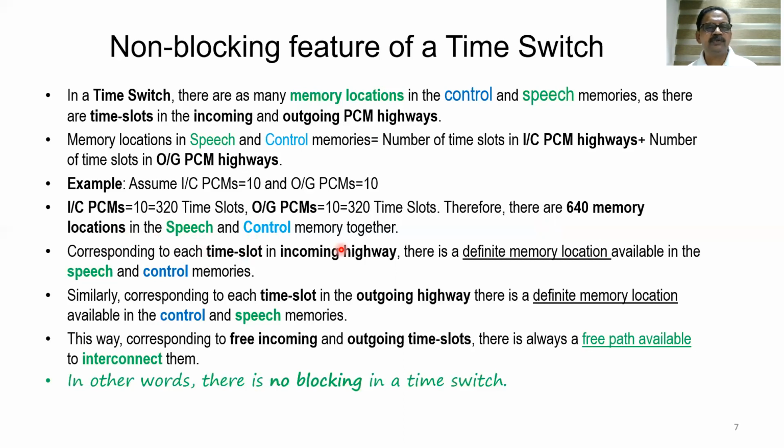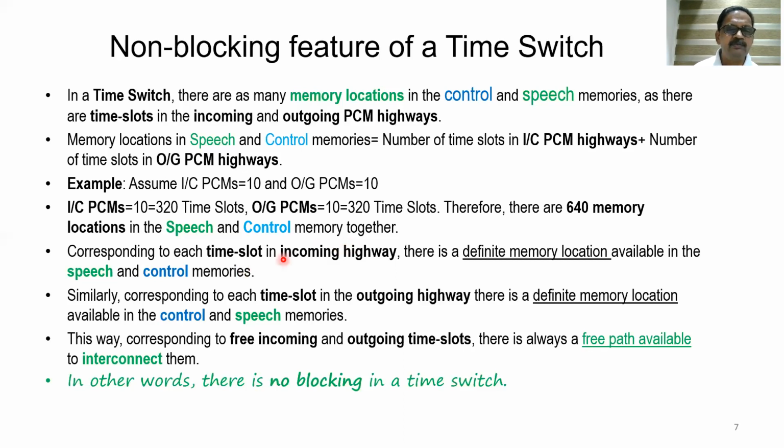So if you consider both speech and control memory together, there are 640 memory locations, because in the incoming PCMs you have 320 time slots, and in the outgoing also you have 320. So totally in speech and control memory put together you have 640 memory locations. So speech or buffering memory has 320 locations, and control memory or address memory has another 320.